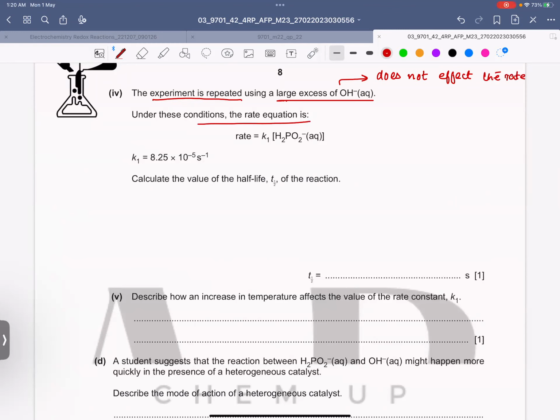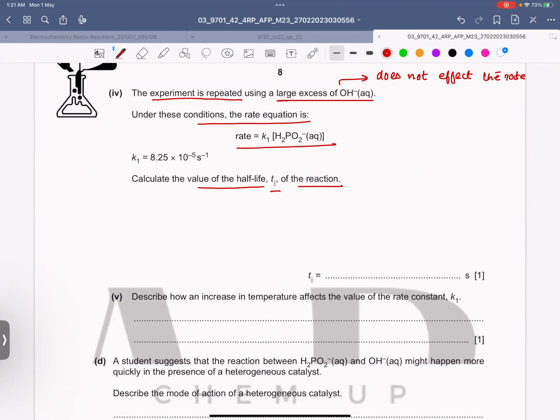Under these conditions, the rate equation is over here. In this rate equation, there is no hydroxide ion concentration. K1 is a rate constant. Calculate the value of half-life for the reaction.